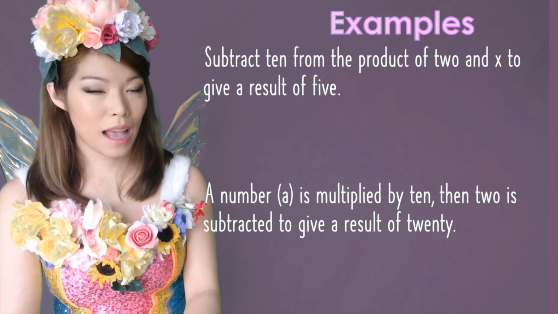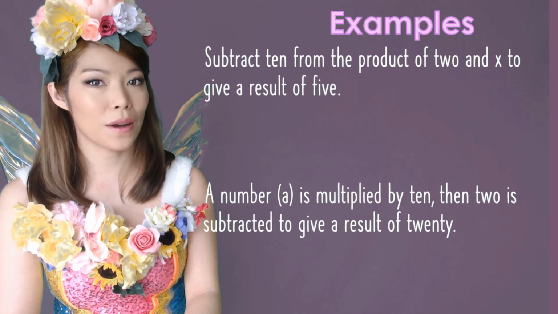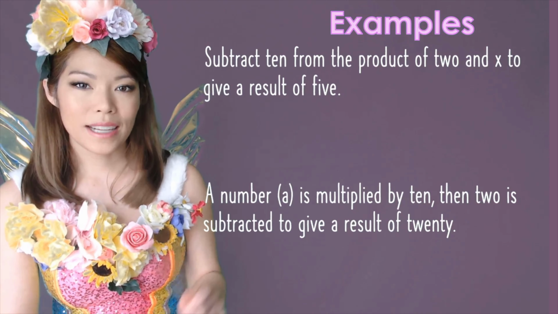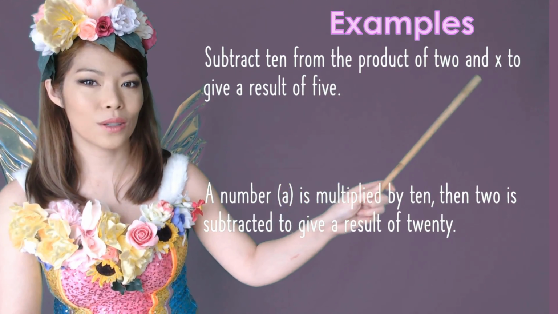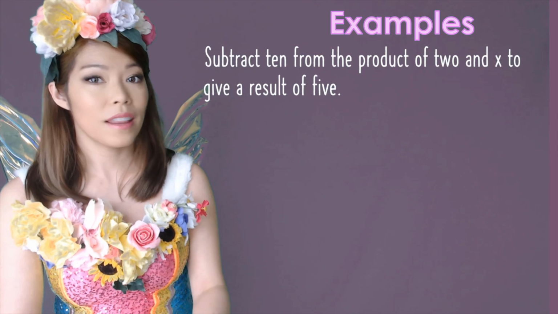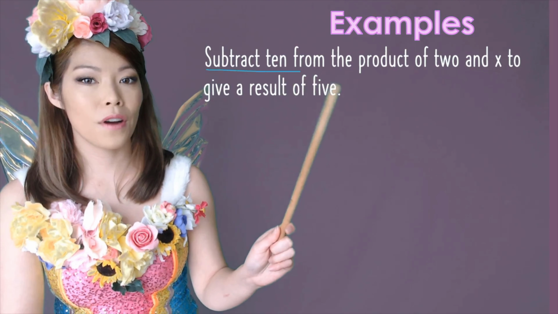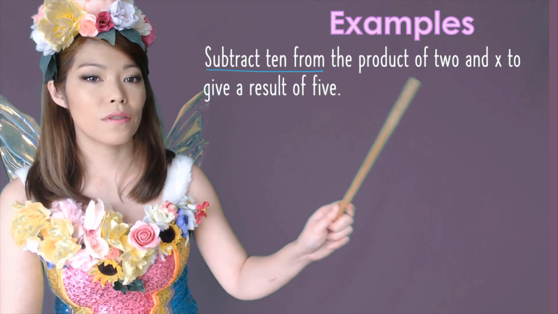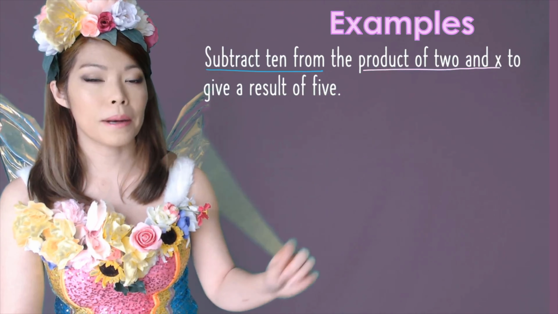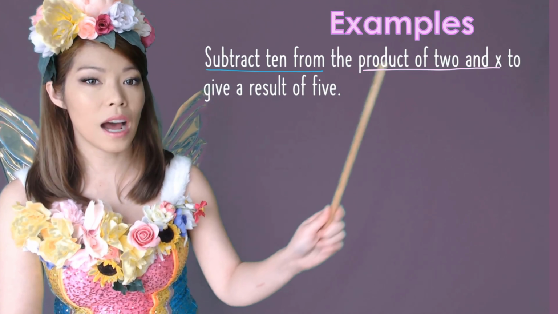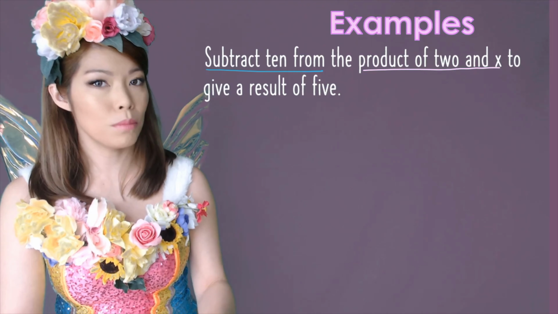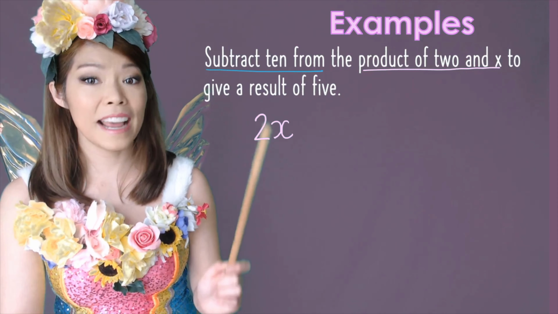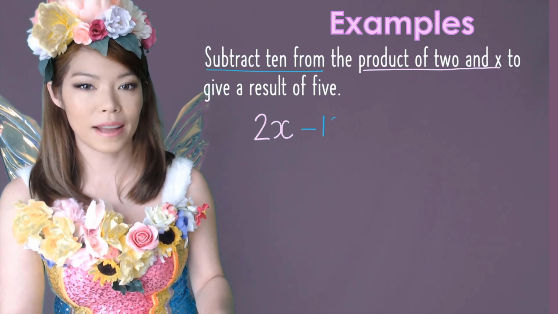Let's have a look at these two examples. You might want to pause and give it a go yourself first and unpause to see if you have the same answers as me. Subtract 10 from the product of 2 and x to give a result of 5. Now for this question, we realize that subtract 10 from means we have to write that after whatever reads next. The product of 2 and x. The word product means times. Whenever we times something by x, we don't write the symbol times, we just put the number in front of x like so. Now we can write minus 10 after that.